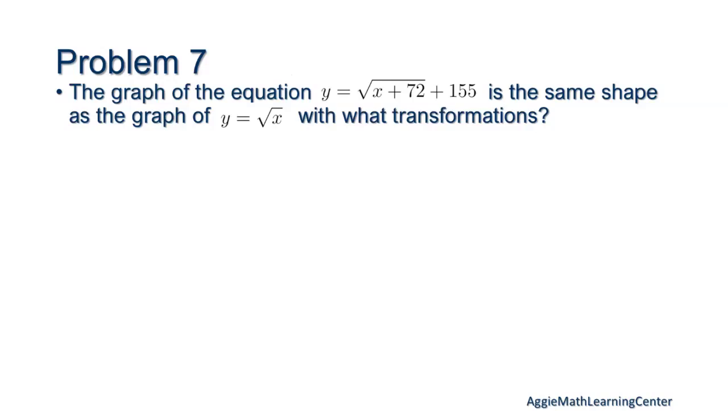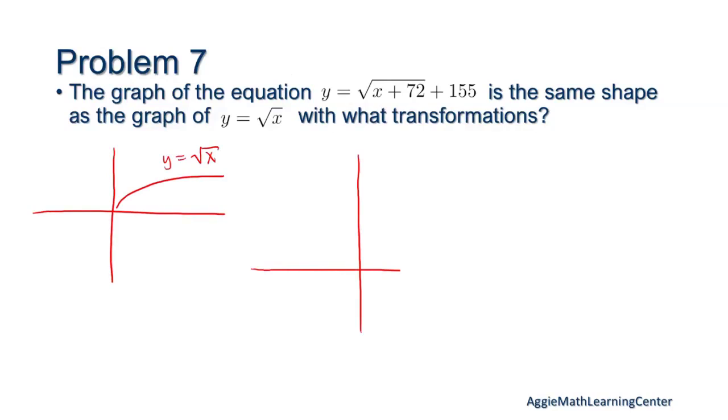Okay, so here we have that square root function. Let's draw our before graph of the square root. This is our square root function. Now we have this new one, so how are we going to transform this one?